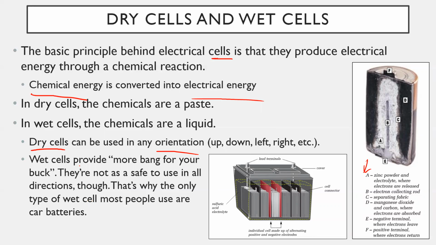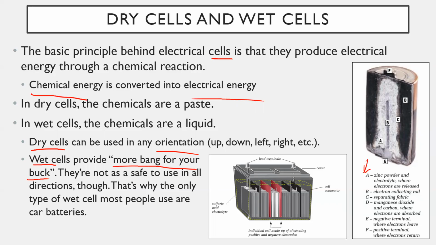But wet cells, however, the reason we still use wet cells is they provide more bang for your buck. In other words, they're cheaper for what you're getting out of them. They provide more power for a lower price. Now, a car battery, of course, is going to be a lot more expensive than a single AA battery, for instance, but a car battery is going to produce way more power, and for a much longer period of time than just a normal AA battery.